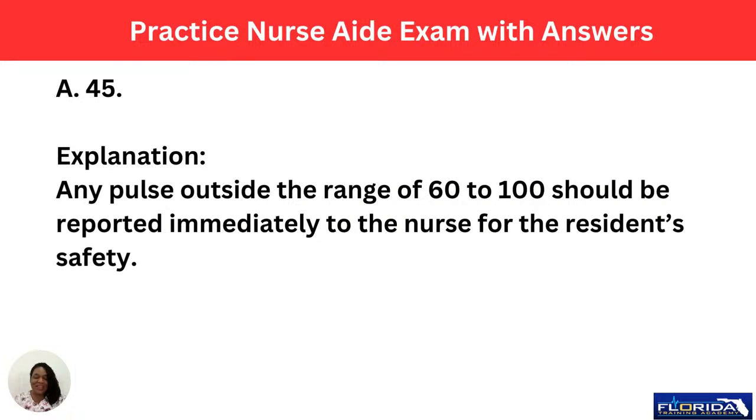The correct answer is A, 45. If someone's heart rate is lower than normal, you want to notify the nurse. And so here's the explanation. Any pulse outside the range of 60 to 100, 60 being the low end, 100 being the high end, should be reported to the nurse immediately for the resident's safety. And then don't forget to document after you notify the nurse and check on your patient.